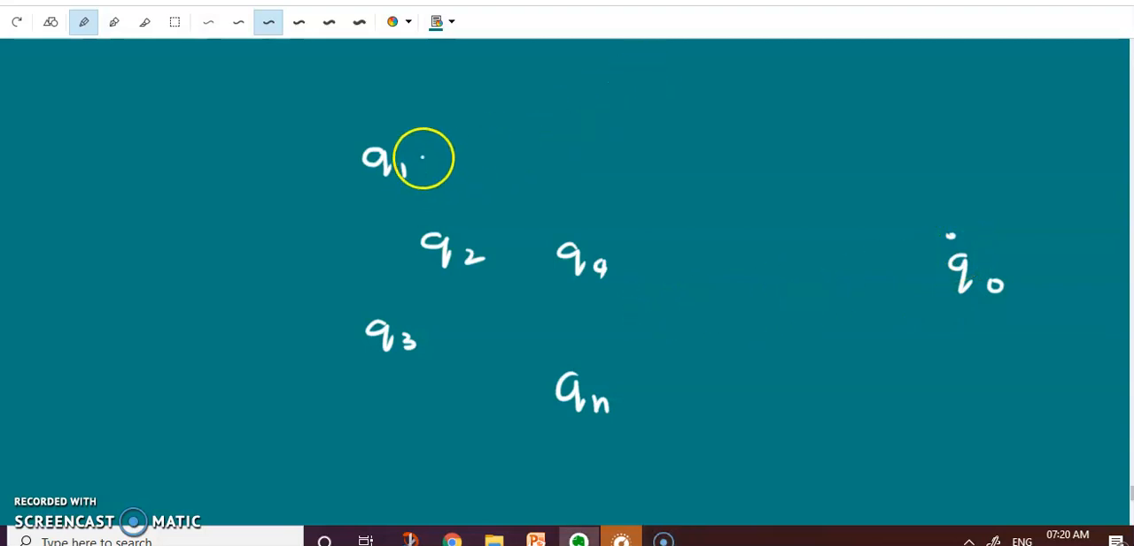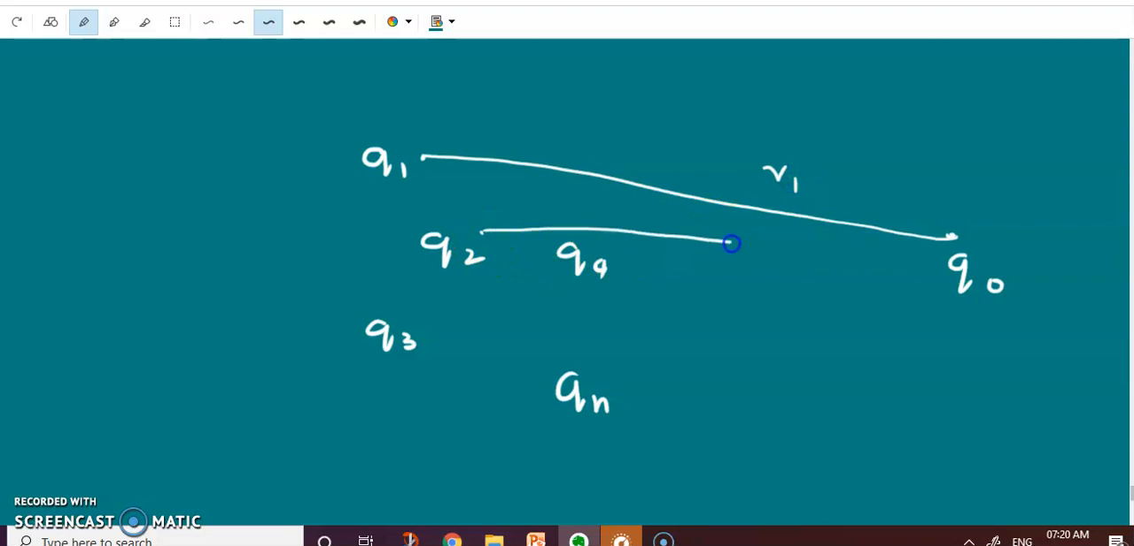So let R1 be the distance between the charge Q naught and Q1. R2 be the distance between Q naught and Q2. Similarly, Rn is the distance between Qn and Q0. R3 is the distance between Q0 and Q3, and so on.